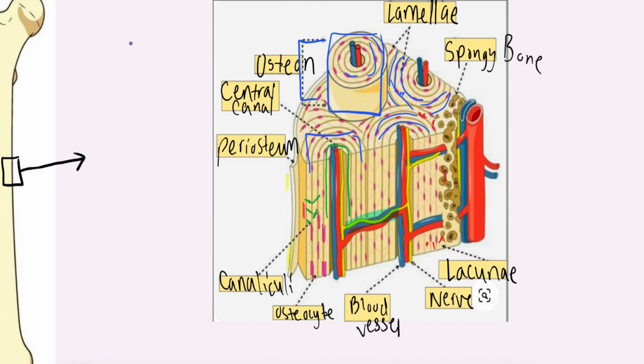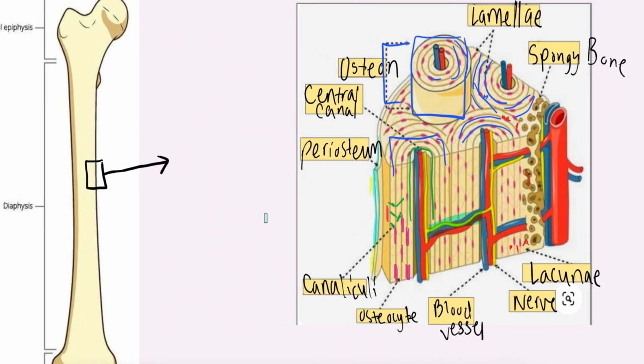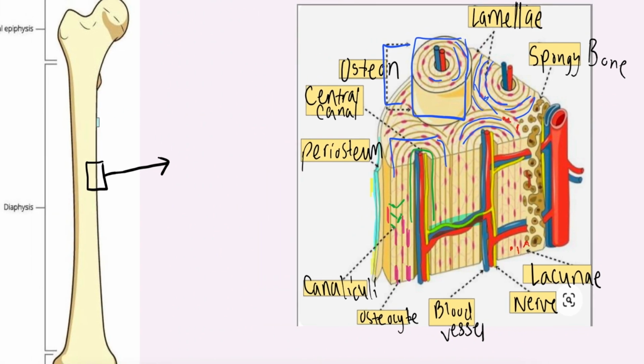So over here, let's highlight this in blue. Okay, so here the periosteum, if we can recall, is the protective membrane of a long bone and also flat bones. Here we can see that this area here is the periosteum.